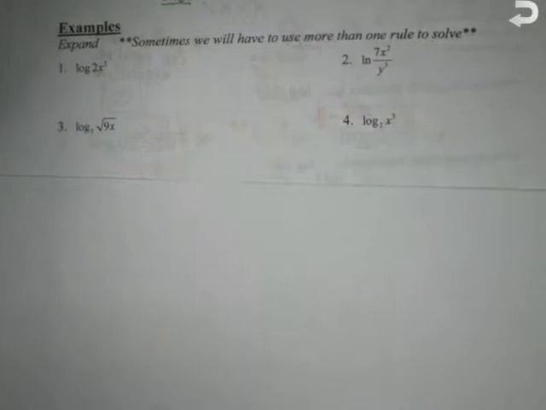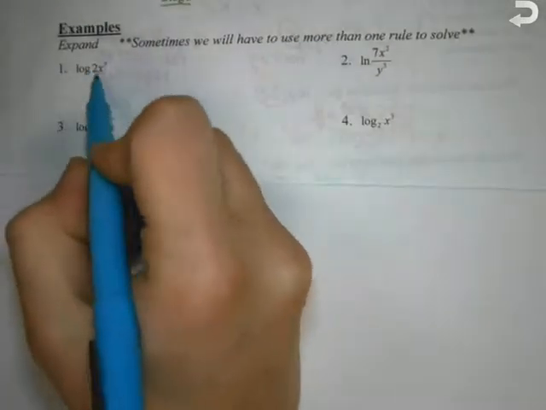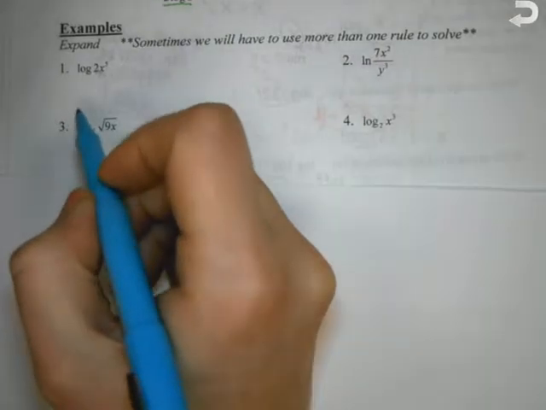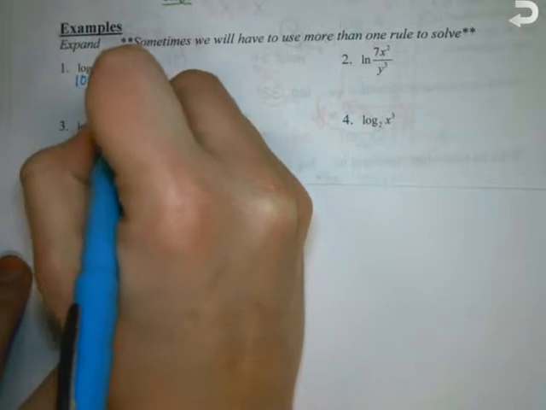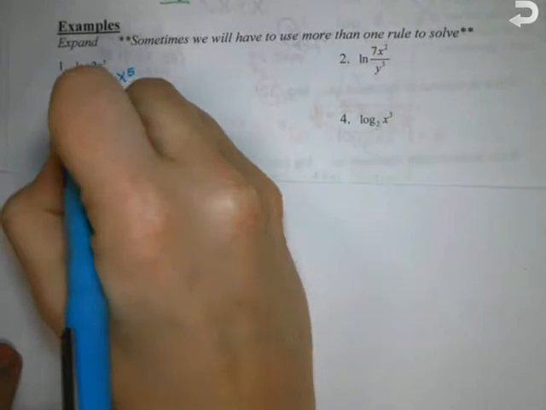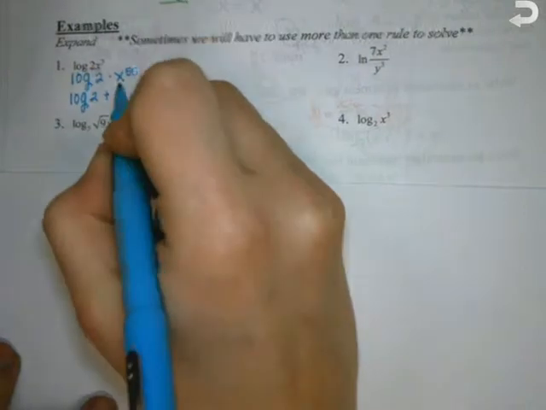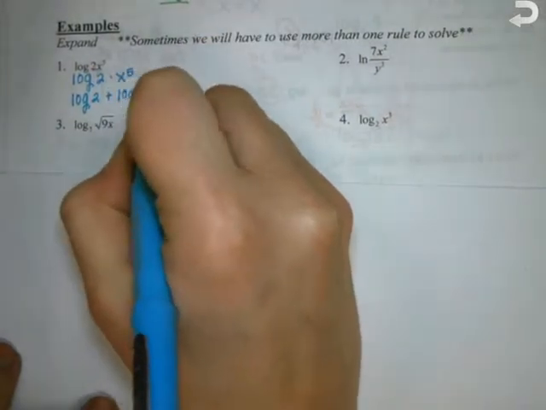Okay, number 1. If I have log of 2x to the 5th power. Now what's being raised to the 5th power here? The 2x, or just the x? Just the x. So what we have to do here first is rewrite this as log of 2 times x to the 5th, correct? Okay, now what was the product rule? I add them, right? So this is going to be log of 2 plus log of x to the 5th.